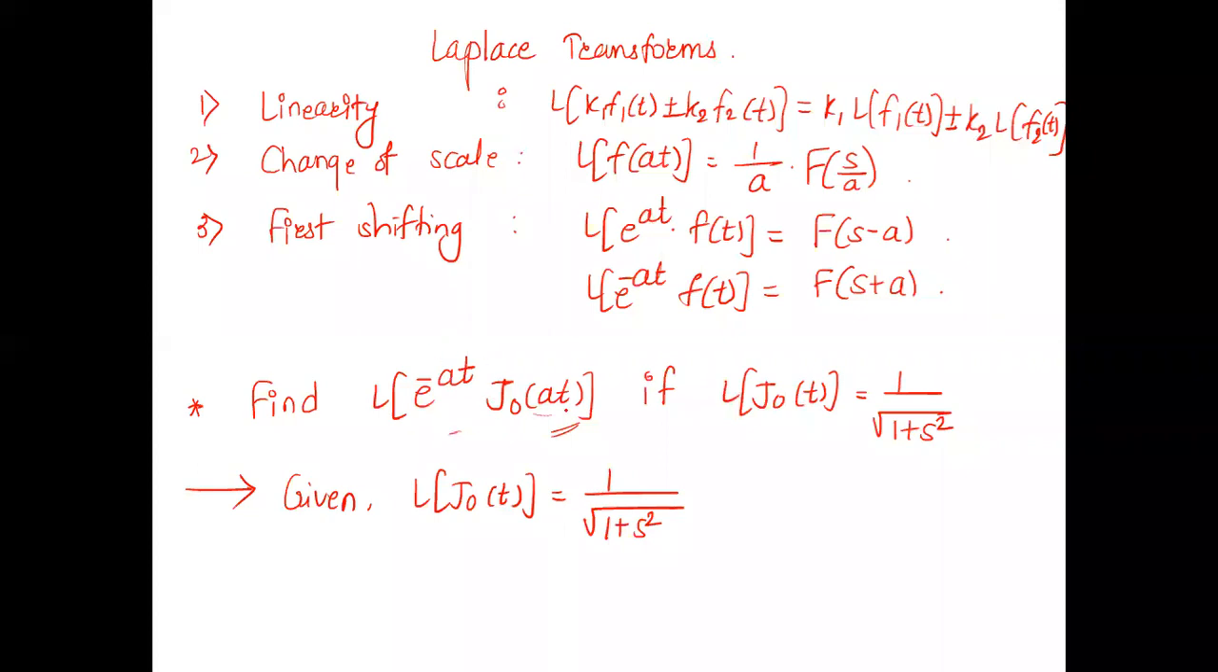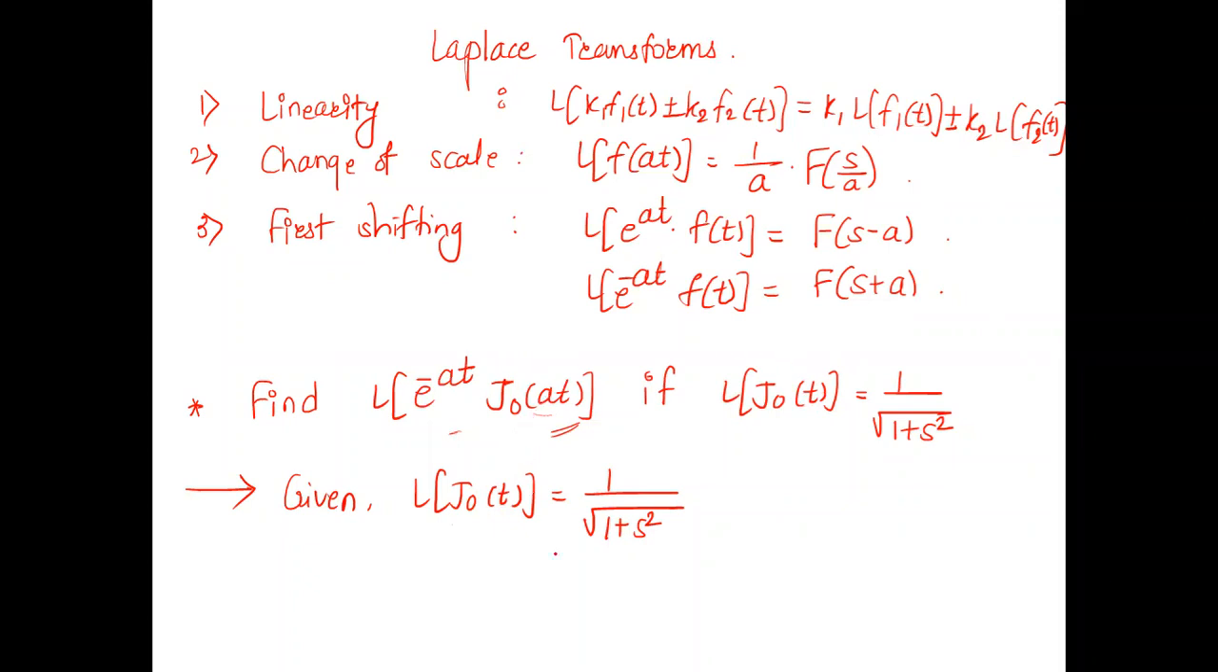E is multiplied to this term, which means it comes under first shift, so we can use first shift. But before that, this is not j naught of t, this is j naught of at. We have j naught of t and this is j naught of at. J naught is just a notation like f of t, so don't get confused.